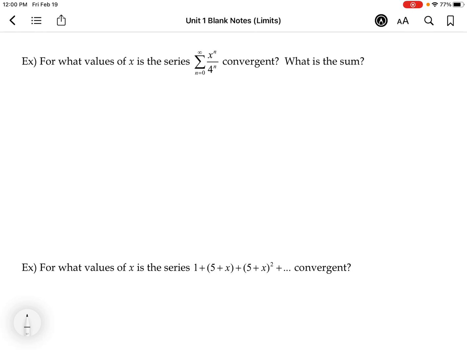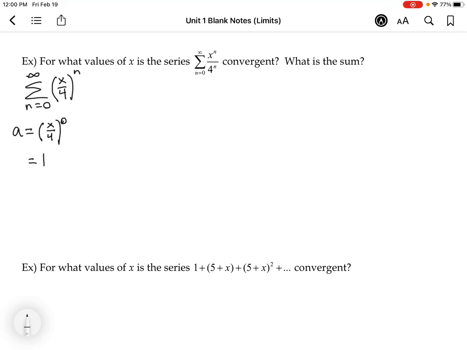Now, for what values of x is the series, the sum from n equals 0 to infinity, convergent, and what is the sum? Well, if we look at this geometric sequence, we can actually write it this way: x over 4 to the n. Which means that our a value, since n starts at 0, is x over 4 to the 0, and anything to the 0 is 1.